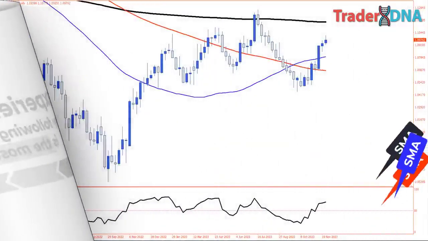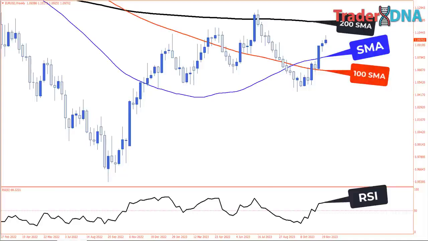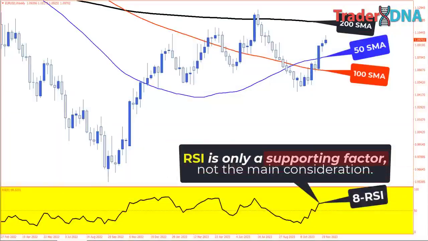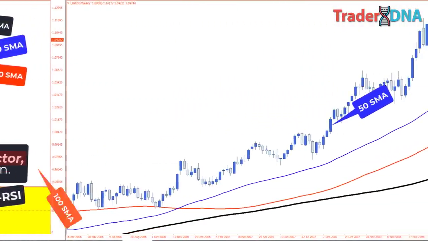The indicators we use in this strategy are simple moving average, or SMA, and RSI. The best SMA combination for order blocks is the 200-period SMA, 100-period SMA, and 50-period SMA. These settings are widely used among big traders, automatically making our analysis of order blocks more effective. As for RSI, we use the 8-period RSI because it's moderate and can read market trends and momentum more accurately compared to other RSI settings. However, in this strategy, RSI is only a supporting factor, not the main consideration. So, the next step is to analyze the indicators.